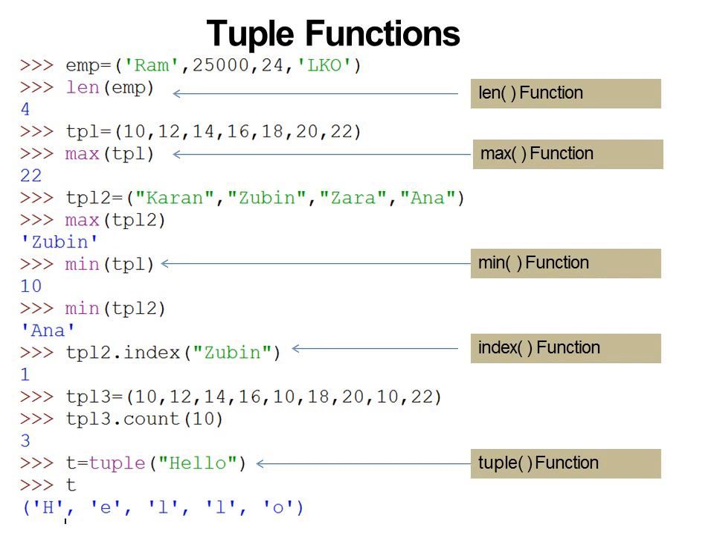Next, TPL3 is equal to 10, 12, 14 and so on. I have written TPL3.count(10). That means you have to count 10. How many times is 10 appearing within this tuple? I have the answer that yes, 10 is appearing 3 times within this tuple.